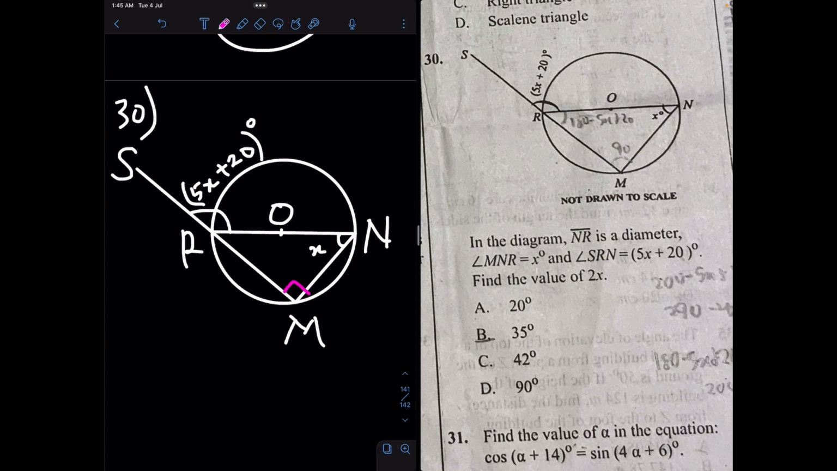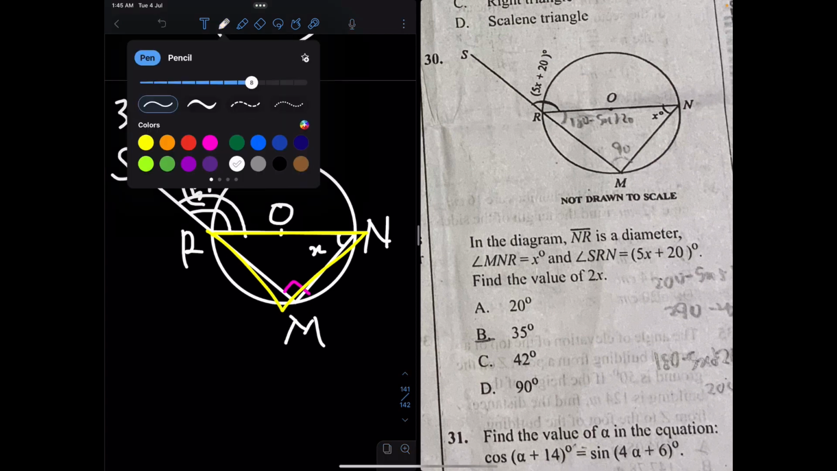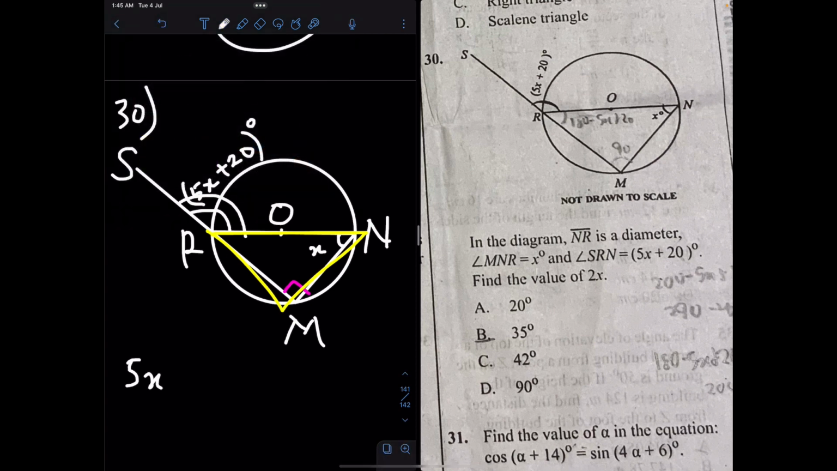This angle RMN is a right angle, and the reason for that is angle in a semicircle. We can see that. So if RMN is 90 degrees, we know that this angle SRN, which is 5x plus 20, is an exterior angle to triangle RMN. So that means angle SRN, which is 5x plus 20, is equal to the sum of opposite interior angles, and that's 90 plus x.